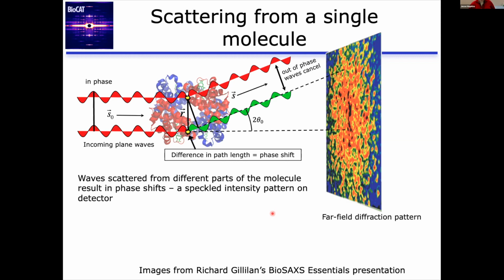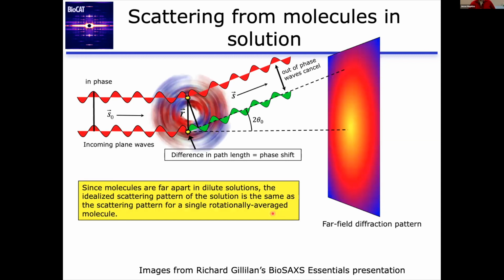And it turns out, if you work out the mathematics, the scattering from all these molecules in this dilute solution, at all possible orientations, looks the same as the scattering pattern for a single rotationally averaged molecule. And what that does to the scattering pattern we see is it takes that nice speckle pattern that Richard had shown just in the previous slide, and turns it into this halo, the sunrise. And this is really the information we get out of SAXS, all from this pattern here.